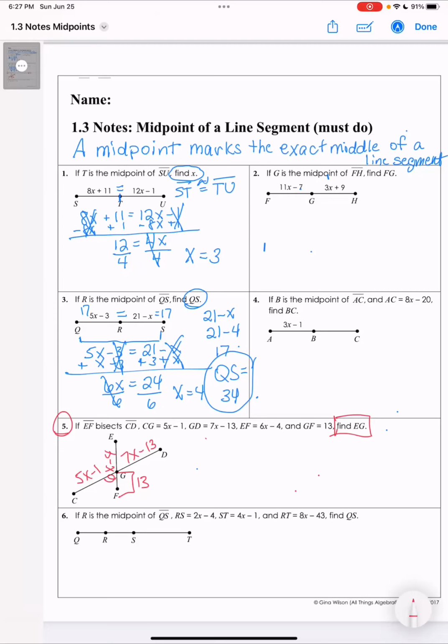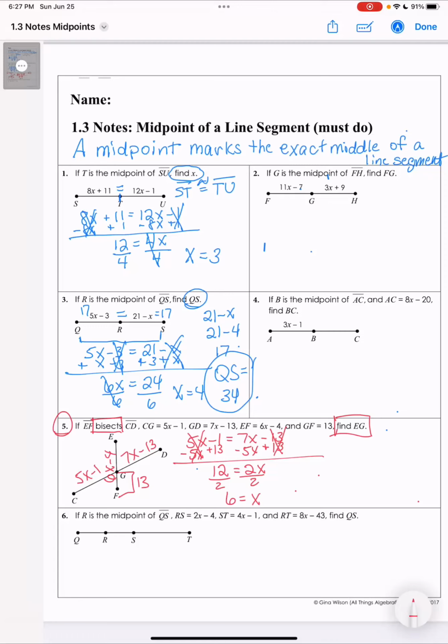So we've got a term up here, bisects. Bi means 2, so it splits it into 2 equal segments. So we can say that 5x minus 1, which is CG, is equal to 7x minus 13. So combining like terms here, I've got 12 equals 2x. Divide both sides by 2, and x is going to be 6.